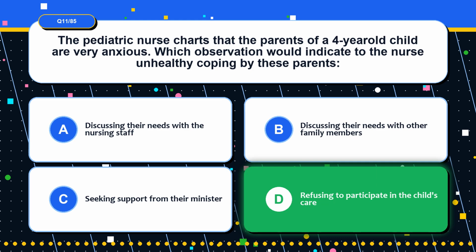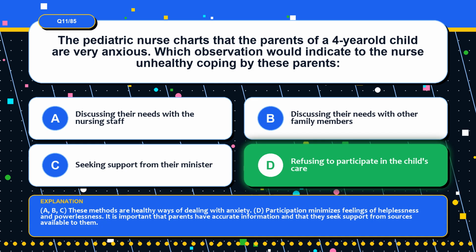The correct answer is option D. Refusing to participate in the child's care. A, B, C. These methods are healthy ways of dealing with anxiety. D. Participation minimizes feelings of helplessness and powerlessness. It is important that parents have accurate information and that they seek support from sources available to them.